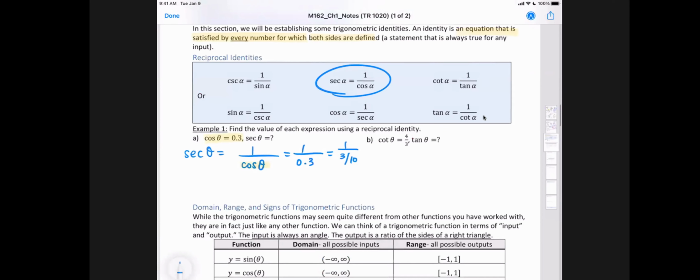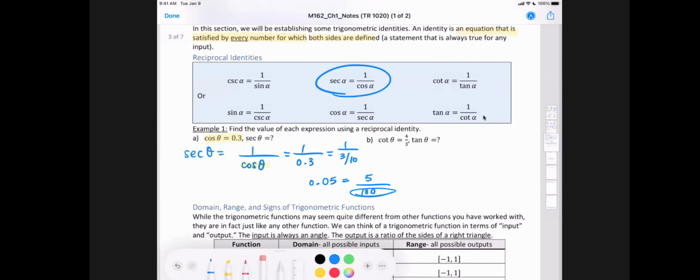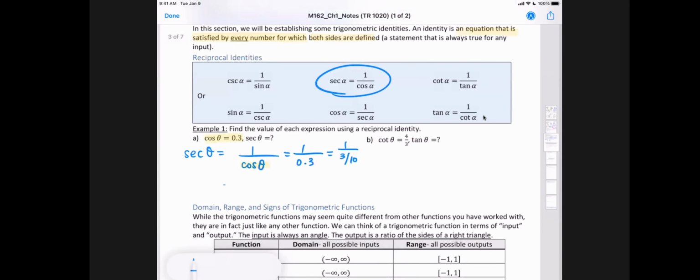When you have a 100th place, like 0.05, this is actually saying 5 over 100 because it's to the 100th place. That's the equivalent fractional form. All right, so then you would have to flip the denominator and multiply by the numerator. So secant of theta comes out to be 10 over 3.